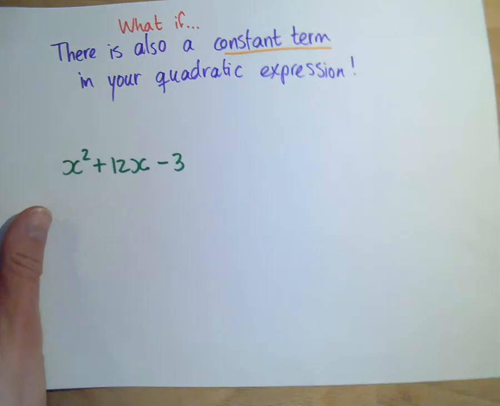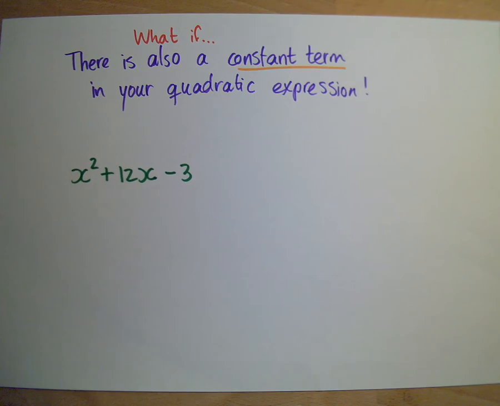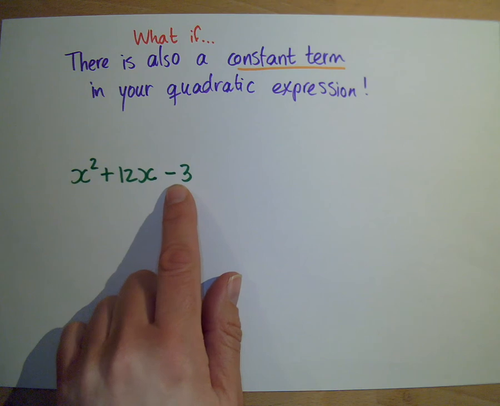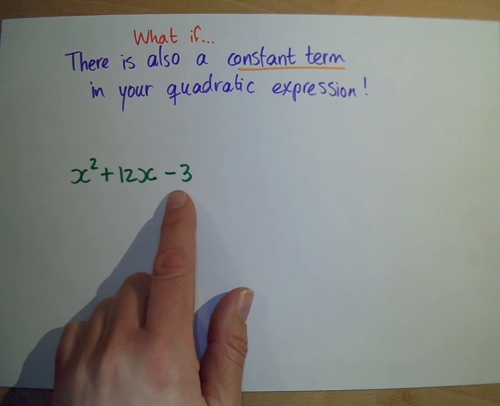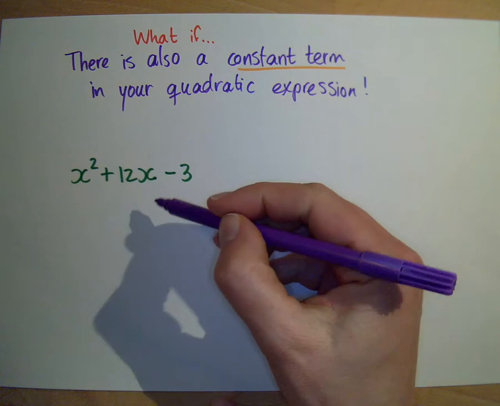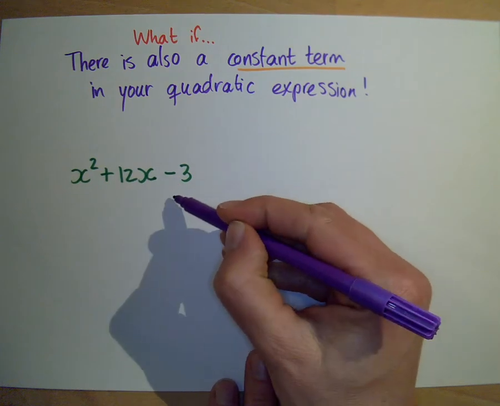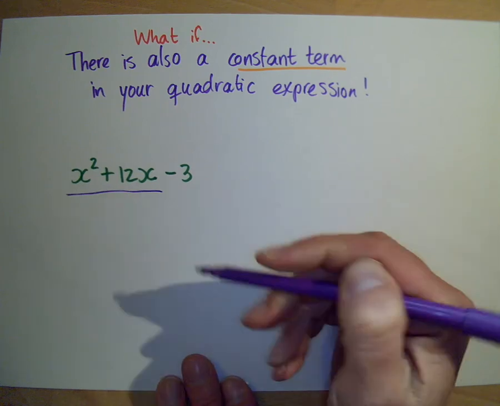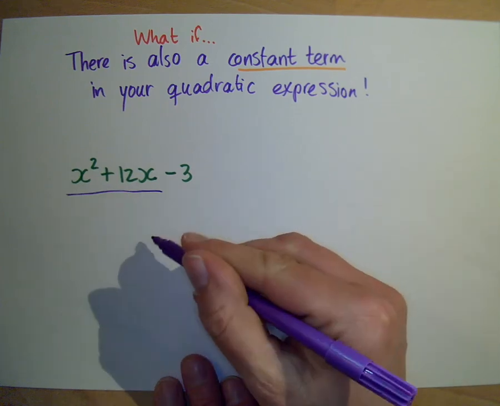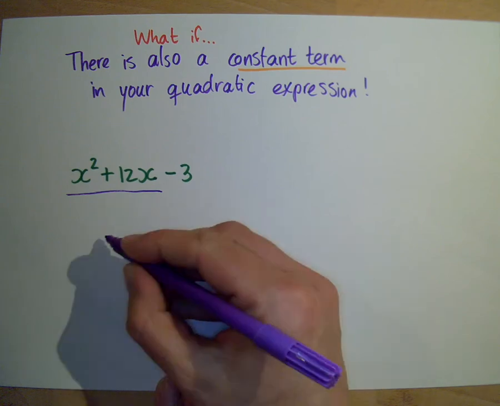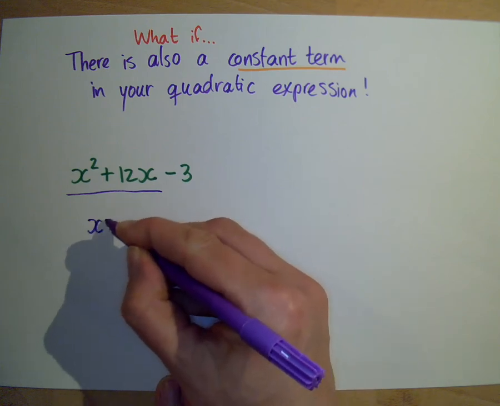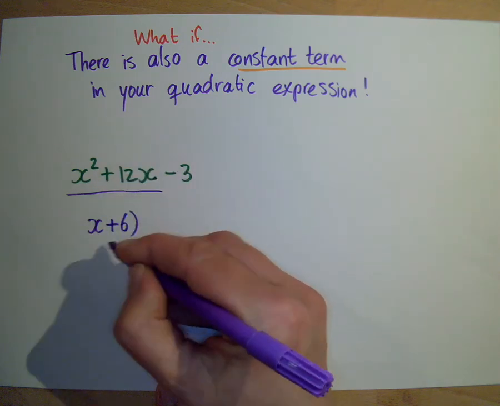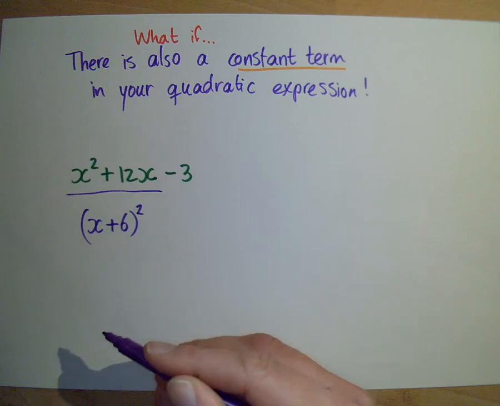What if we have a constant term as well in our quadratic expression? Really not a big deal, because we ignore it to begin with and then we add it in later. So if this was our entire expression, we would say, well, if we complete the square here, we take half of plus 12, which is 6. Say we square it.